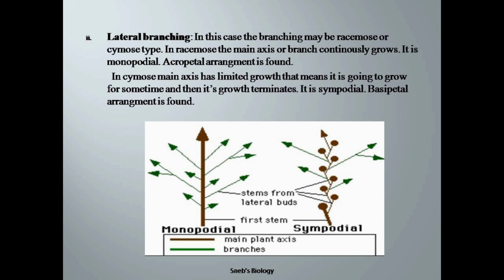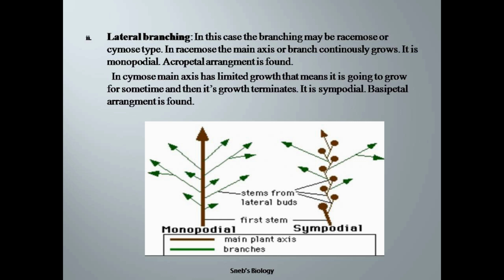Another one is lateral branches. In the case of lateral branches, it could be racemose or cymose. In racemose, the main axis or branch continuously grows. It is monopodial, that is, only one main axis. Acropetal arrangement is found, that is, lower branches are older and longer and upper branches are young and shorter. For example, conifers.